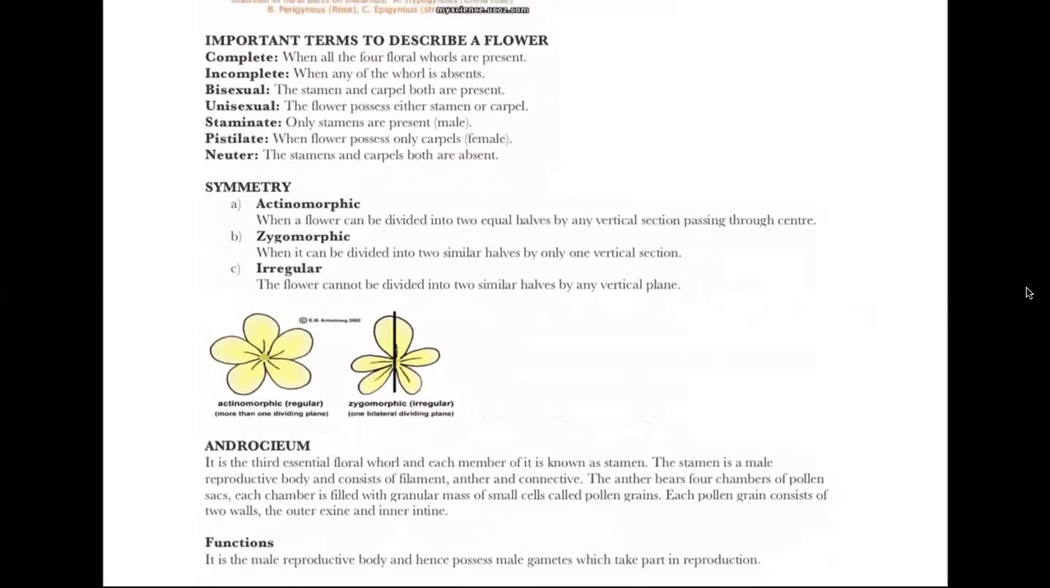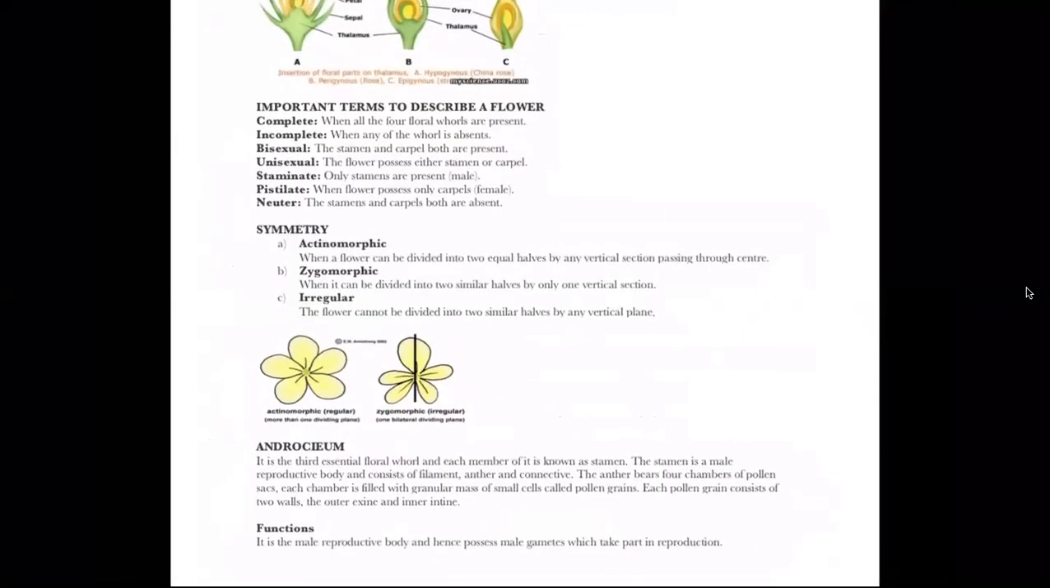Then comes your plant symmetry. A flower could be actinomorphic, it could be zygomorphic, or it could be irregular. Actinomorphic is that the flower could be divided into 2 equal halves by any vertical section. So if you do it like this, like this, like this, okay, there are multiple planes of symmetry. Whereas zygomorphic is there is one plane of symmetry. Okay, irregular is when there is no plane of symmetry. So actinomorphic is multiple planes of symmetry, zygomorphic is one plane of symmetry, and irregular is when there is no plane of symmetry. Understood? Let's continue.